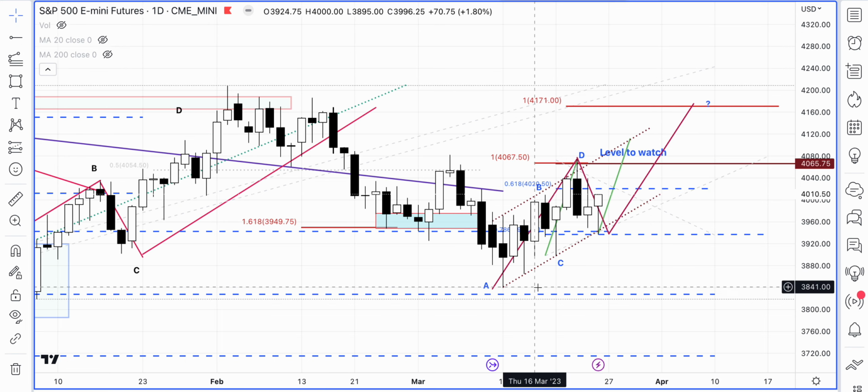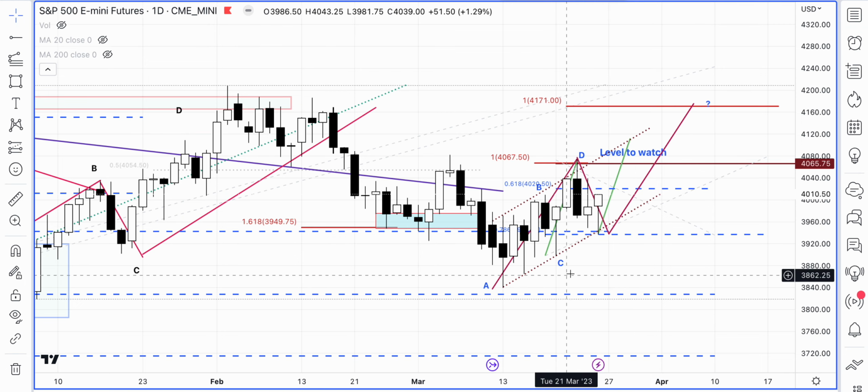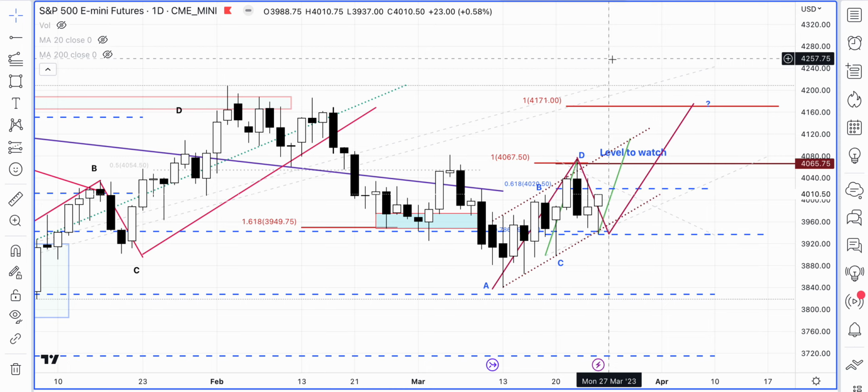Also notice that we have this trend line where it crossed with the 78.6% Fibonacci retracement. So there were a number of things coming together. Price came in right to the trend line and then found buying, and up it went.